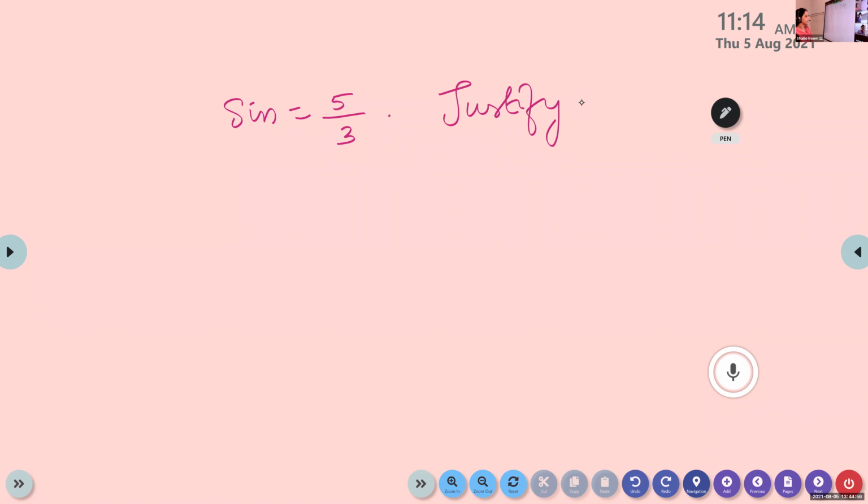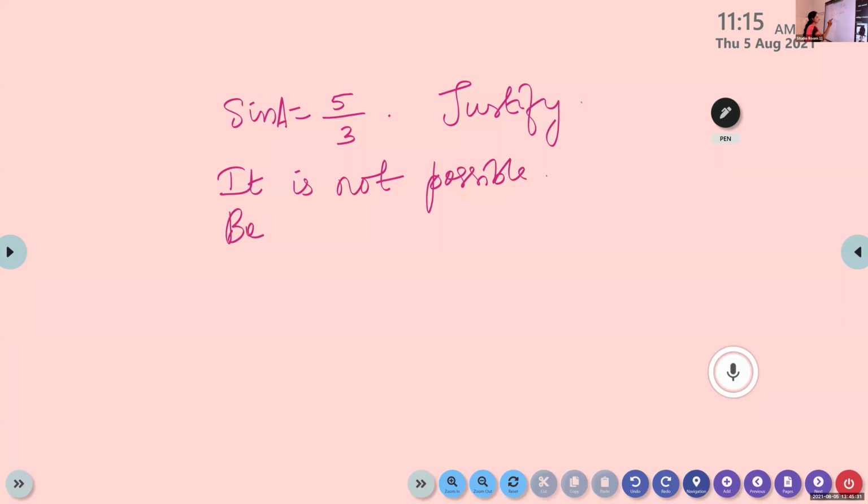Sin A is 5 by 3. Justify. What will be your answer? Sine of some angle is 5 by 3. Justify. What will you write? It won't be true. It is not true. It is impossible. Okay, it is not possible. Impossible. Why?